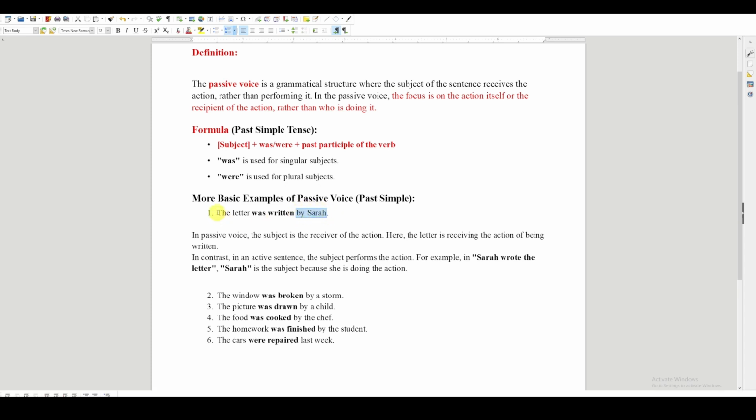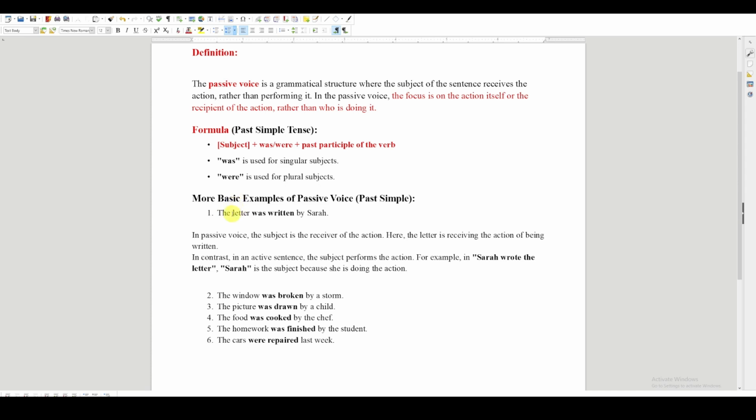So the main focus, or the prime focus, will be on this part of the sentence: the letter was written. Normally we would say Sarah is the doer of the action, or in other words, the subject. But when we use the passive voice, we forget about the actual subject, and the subject shifts to what we call the object. So basically, where is the receiver of the action? The letter. What is being written?